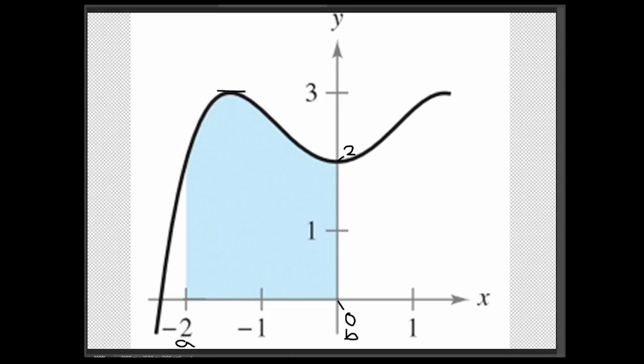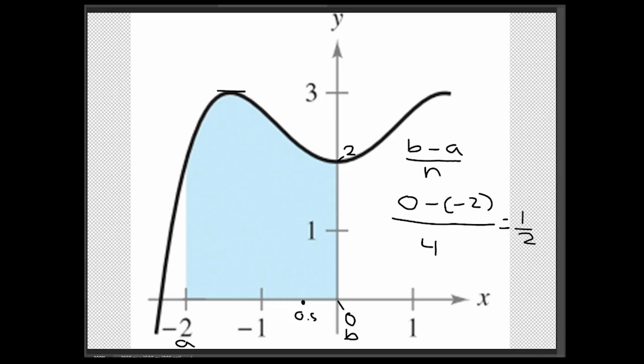So now let's try to find how many sectors we want. So I think this one, I want to have 4 sectors, or 4 rectangles. So let's do our formula. So we have B minus A over N, and N would be 4, B would be 0, and A would be -2. So it has 0 minus -2 over 4, which is equal to 1/2, or 0.5. So now let's just mark our halfway points for this, and this.